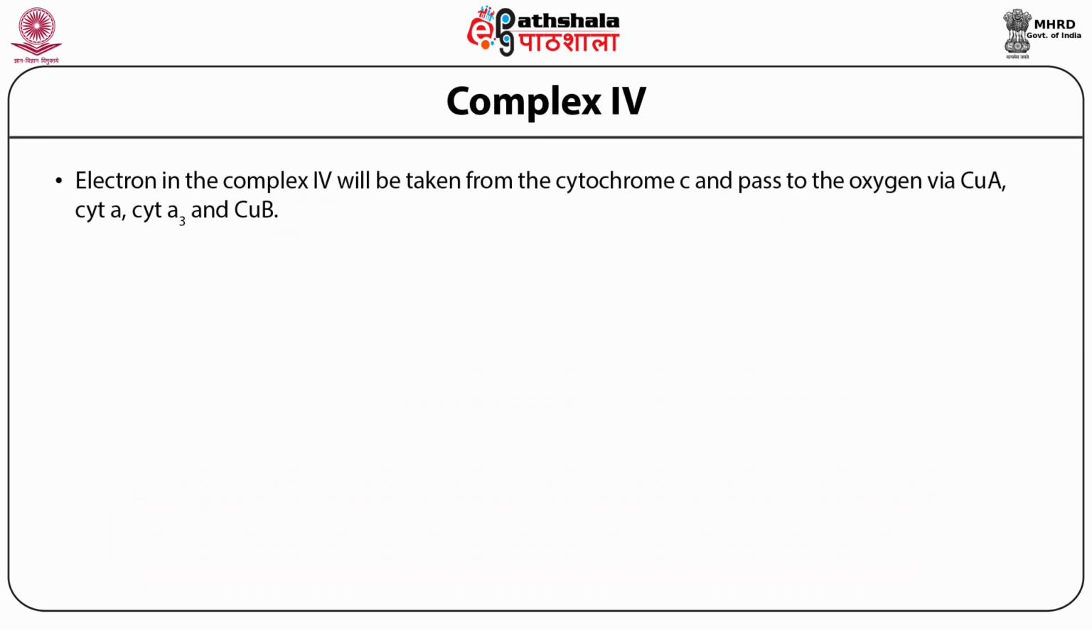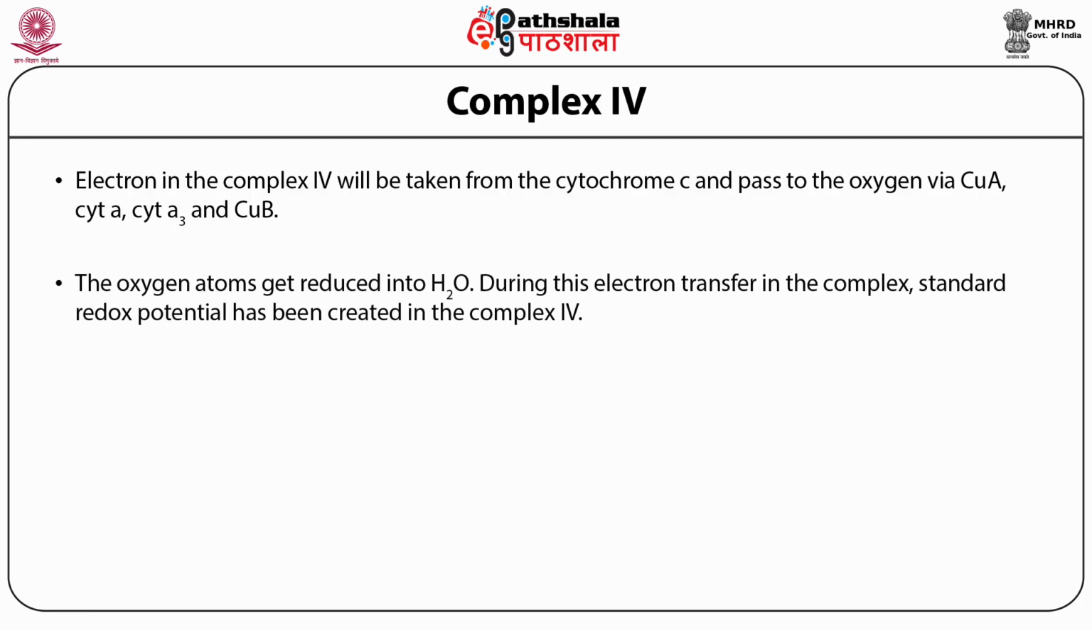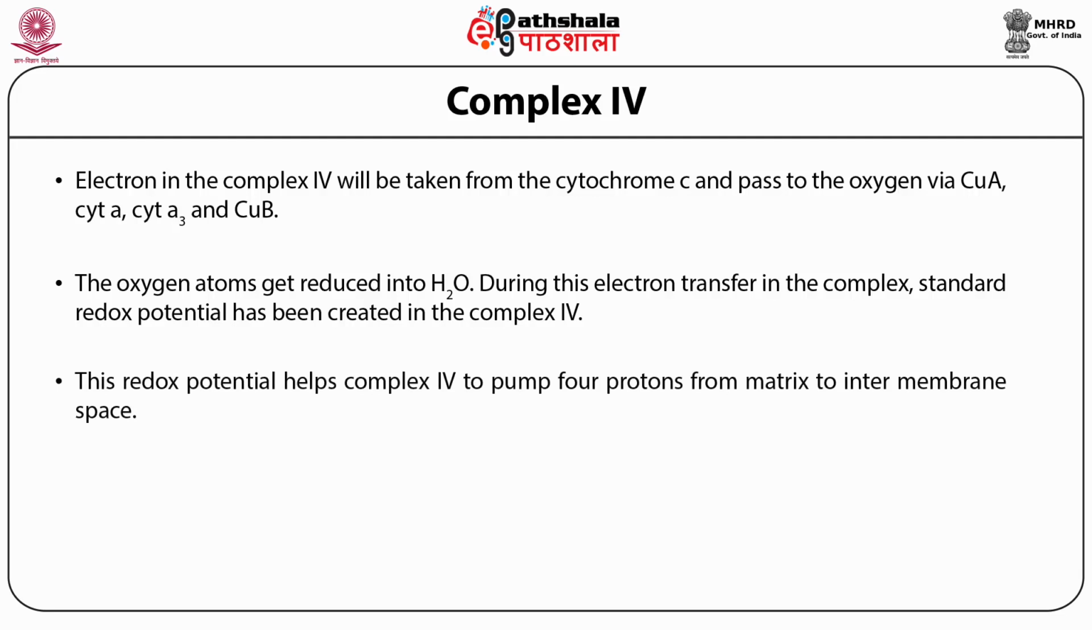Electrons from complex 3 reach complex 4 via cytochrome c and pass through the electron carriers copper A, cytochrome a3 and copper B. Oxygen, the last electron acceptor of complex 4, gets reduced into H2O, and during the electron transfer, the standard redox potential created in complex 4 is responsible for pumping 4 protons from the matrix to the intermembrane space.